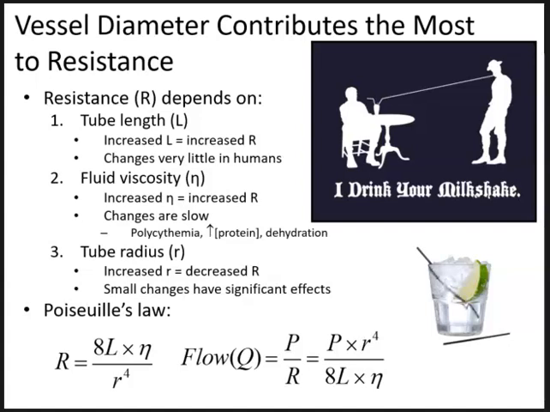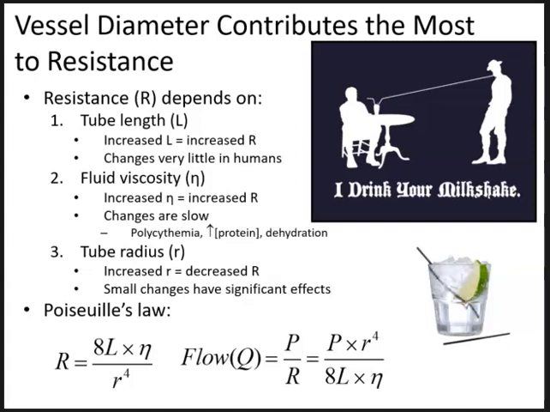So we have disease conditions that could cause changes in fluid viscosity, such as we talked about polycythemia, where we have an increase in the number of cells, which increases viscosity. We can have increases in the amount of proteins, or we could have dehydration, which also changes fluid viscosity. But again, these changes are slow and cause slow changes in resistance. However, we can see that tube radius will have more of a major effect on resistance.